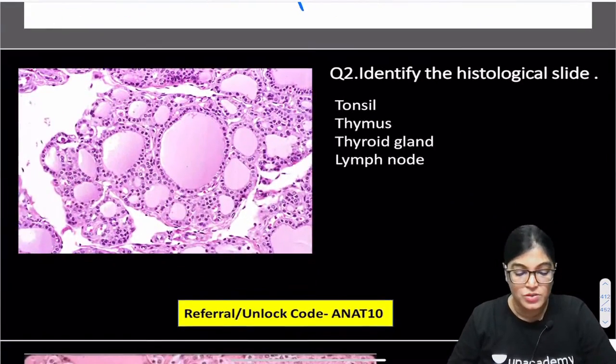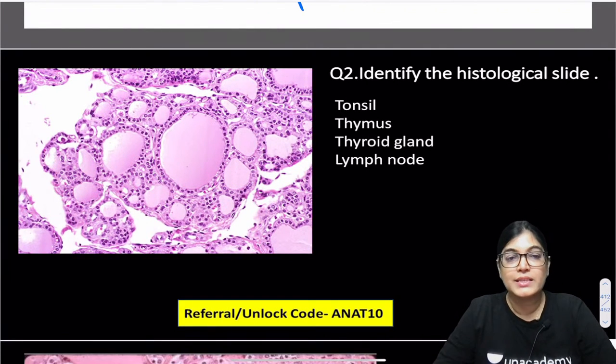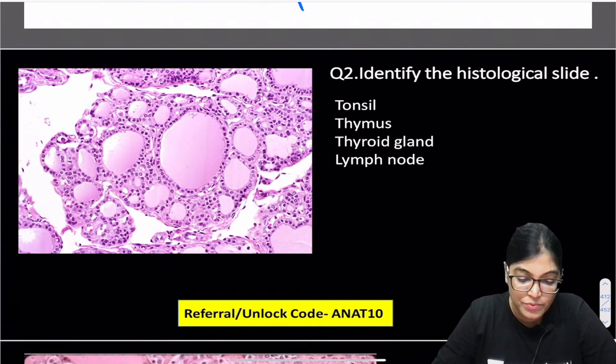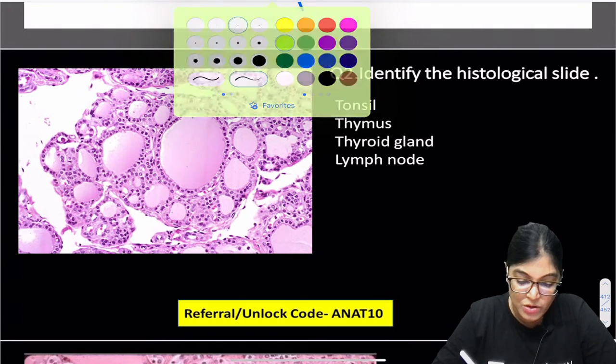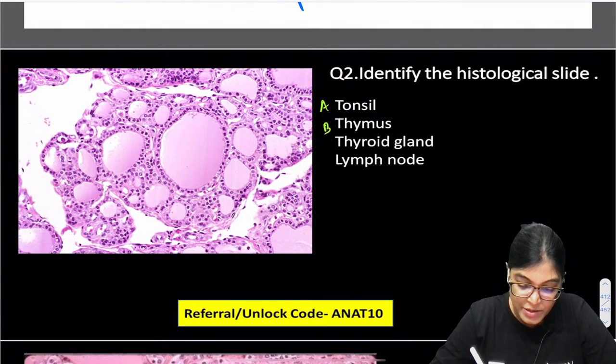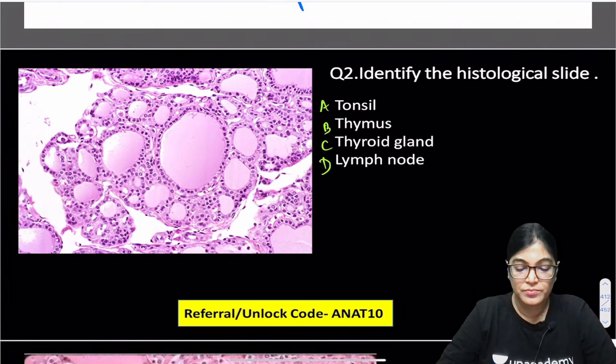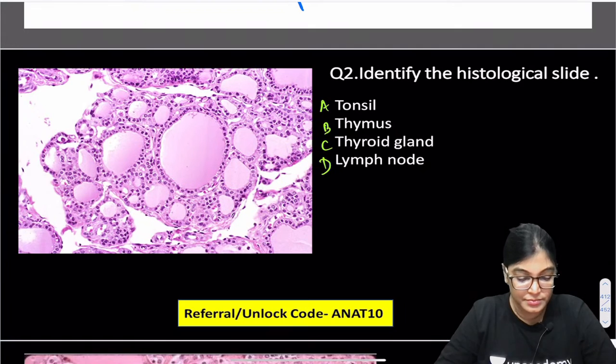Now identify the histological slide. Question number two: identify the histological slide, whether it is tonsil, thymus, thyroid gland or lymph node. If you want, I will write A, B, C and D for the options. According to you, which is the correct answer?